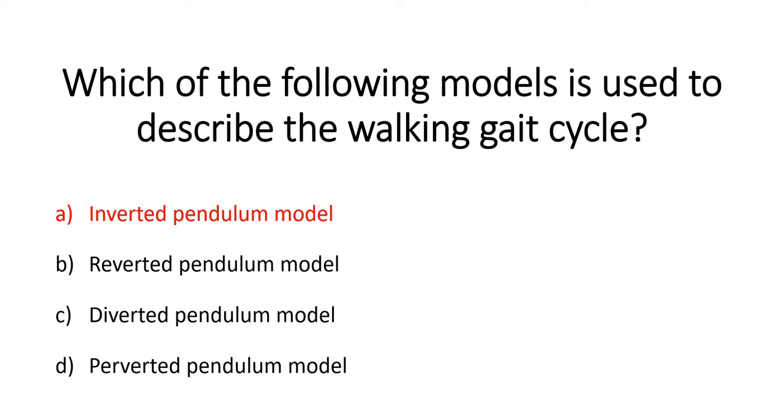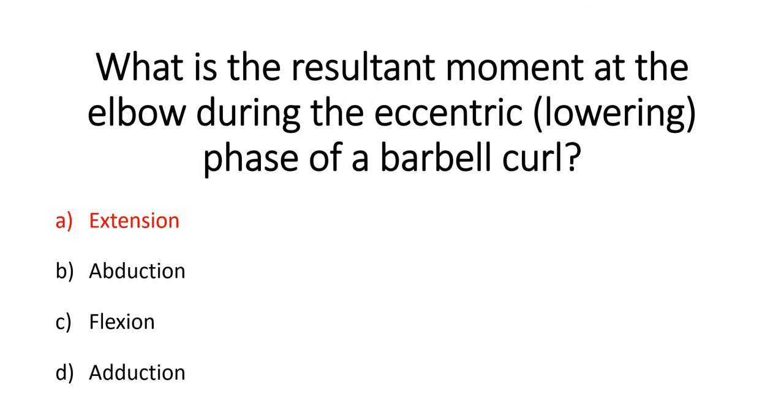Okay, the next one I think is going to throw a few people off, but here we go. What is the resultant moment at the elbow during the eccentric or lowering phase of a barbell curl? The answer is, drumroll, A, an extension moment. Now, I know what you're thinking. I've probably created some rage in a few of you there. Well, it's a flexion moment, surely.